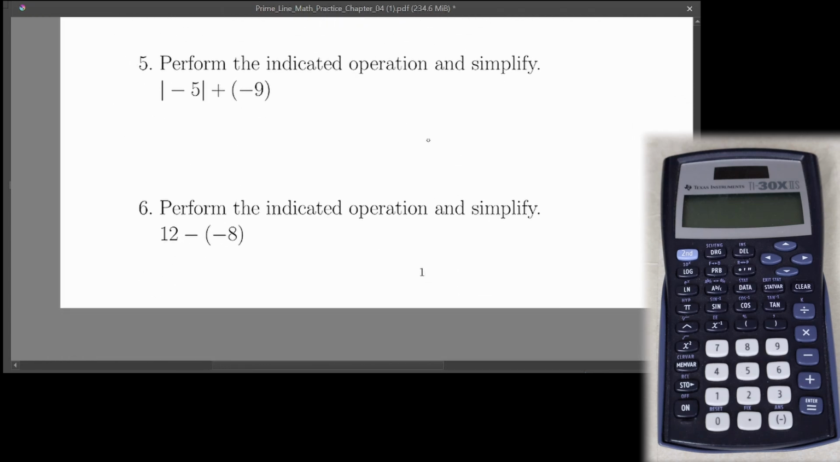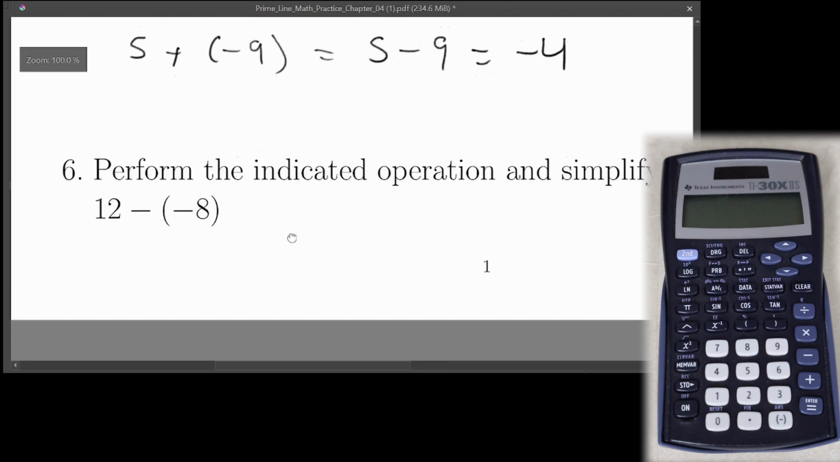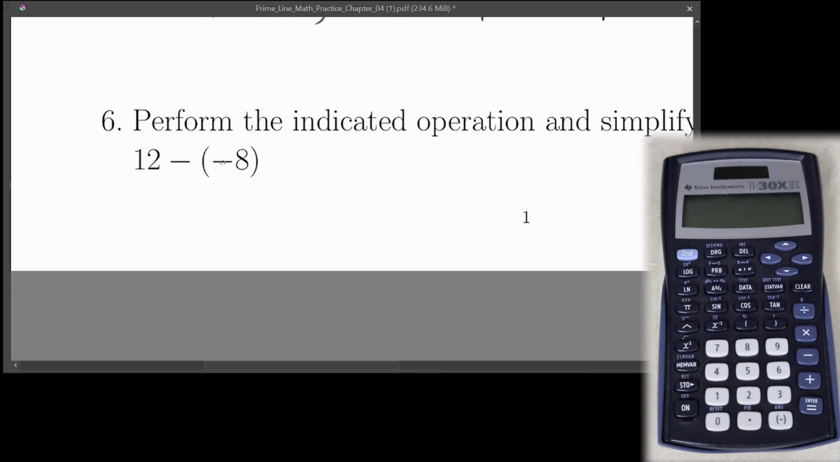For number 5, we're going to take the absolute value of negative 5, which becomes 5, plus a negative 9, which we can equate to 5 minus 9, which would be a negative 4. For number 6, when we have 2 negative signs in a row, so minus a negative, that becomes a positive, or 12 plus 8, and our value is going to be 20 for that.